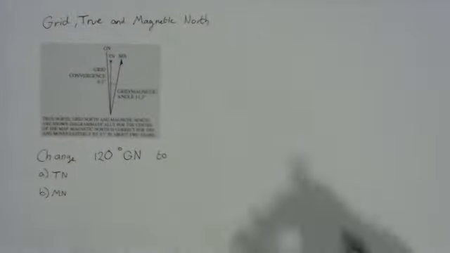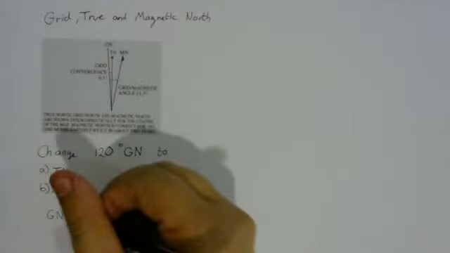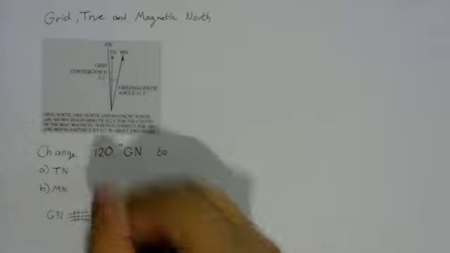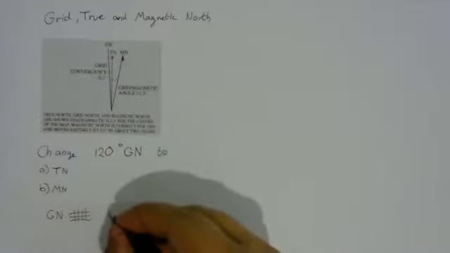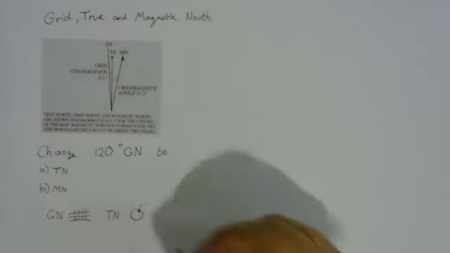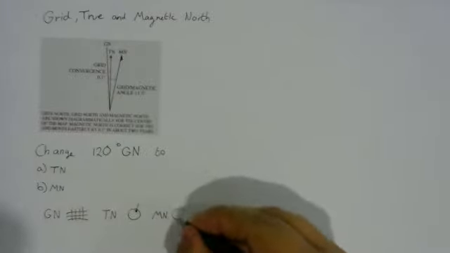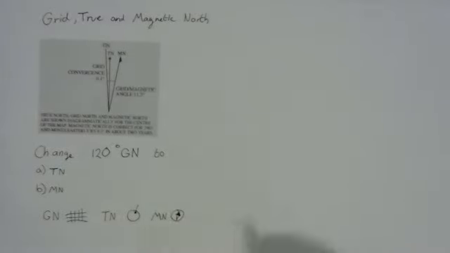Okay, on a map we often have different varieties of north. We have grid north, which represents the lines on the map that you can see. We've got true north, which points to the actual north pole of the Earth. And we've got magnetic north, which is the north that your compass points at. And they're all actually slightly different. So to be accurate, we need to be able to change between them.